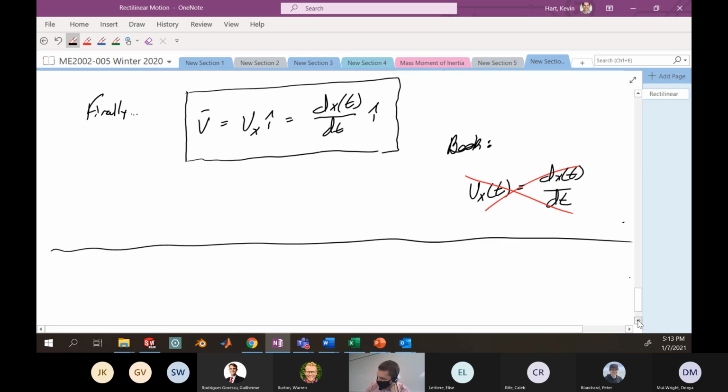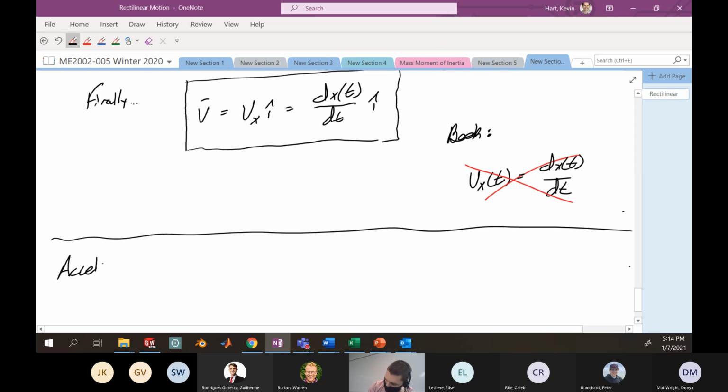Similar track for acceleration. One more derivative. I realize I'm going through acceleration, velocity, position relatively quickly. Most people have seen it before, so I'm kind of moving quickly.